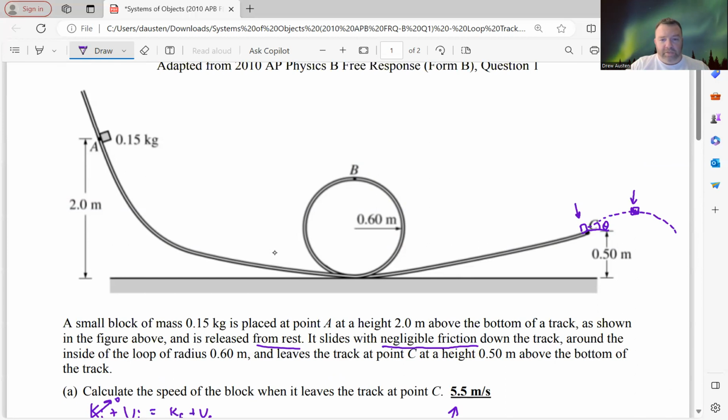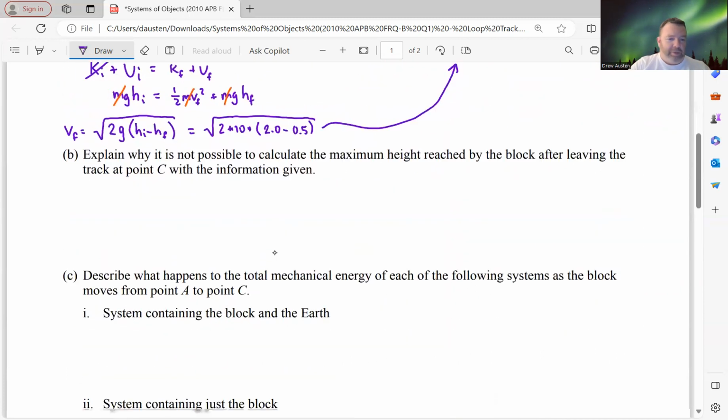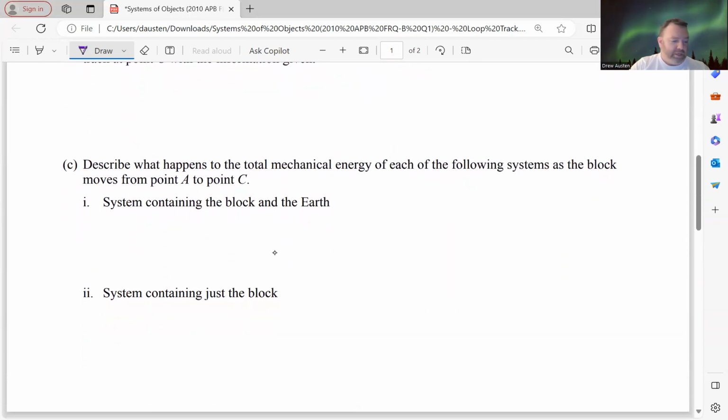Then it's going to decrease as it's going through the loop to point B. Then it's going to increase again as it's going through the other half of the loop. And then it's going to decrease as it's going up this hill. So that would be your answer to part C. The kinetic energy or the mechanical energy increases, then decreases, then increases, then decreases.